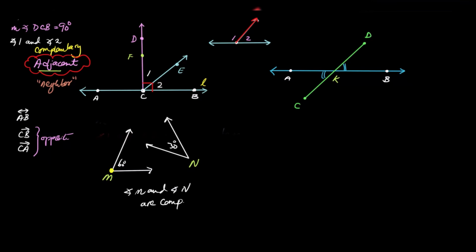Okay, so two angles are adjacent angles if they share a side. That's more of an official definition of adjacent angles. So you can have complementary angles that are adjacent, they're neighbors, and you can have complementary angles that are not adjacent. Okay, so that is what I wanted to suggest to you over here.